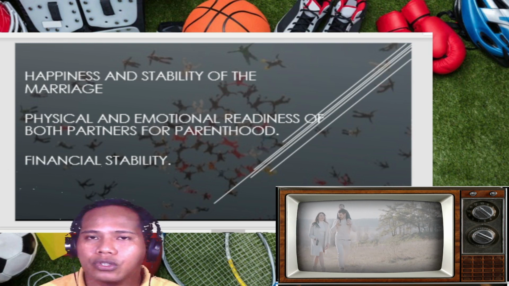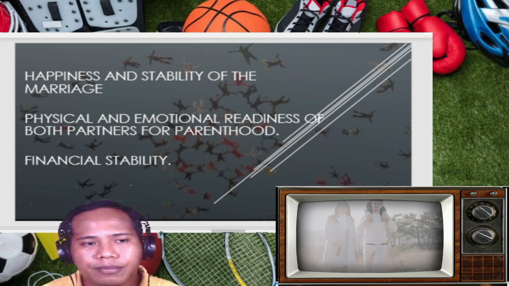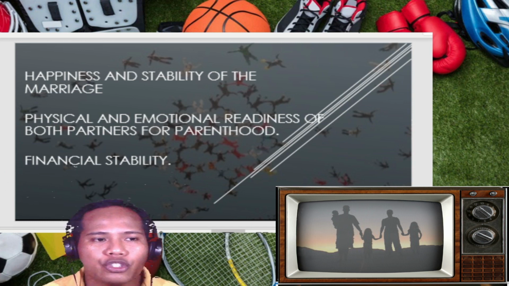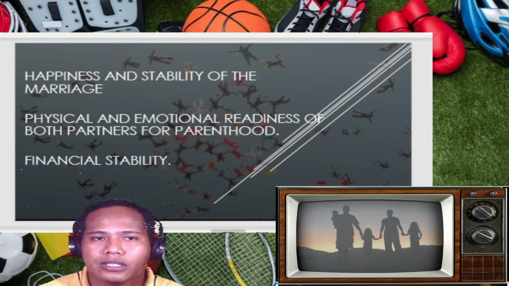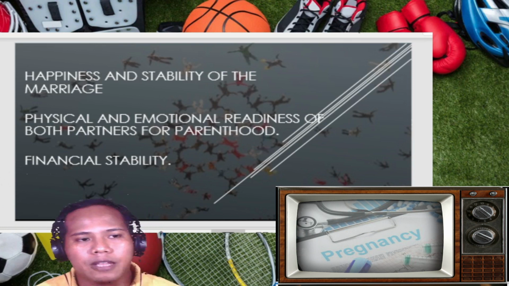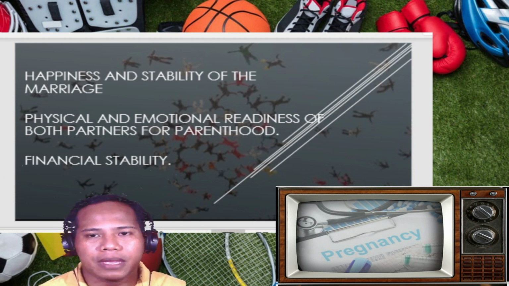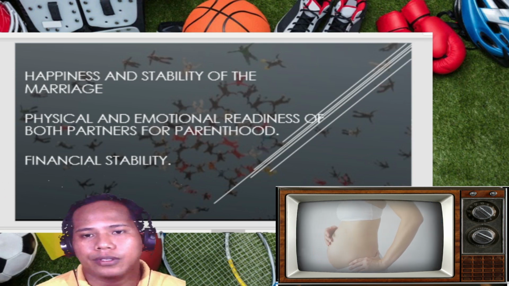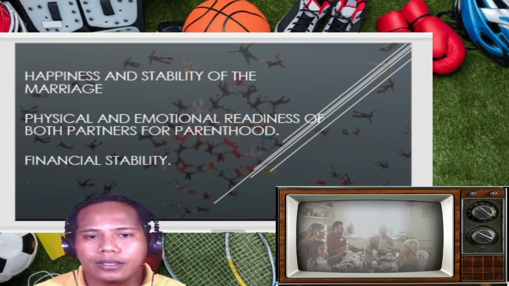We also have the physical and emotional readiness of both partners for parenthood. A wife should be physically and emotionally prepared to give birth to a healthy child, and the husband should be mature enough to carry out his responsibilities. Number three, we have the financial stability. The cost of living gets higher as the newborn child completes the family and depends on his parents. So we must be stable when it comes to parenting, and when we talk about financial matters, it's not simply having a family, but we must be emotionally, physically, and financially stable.